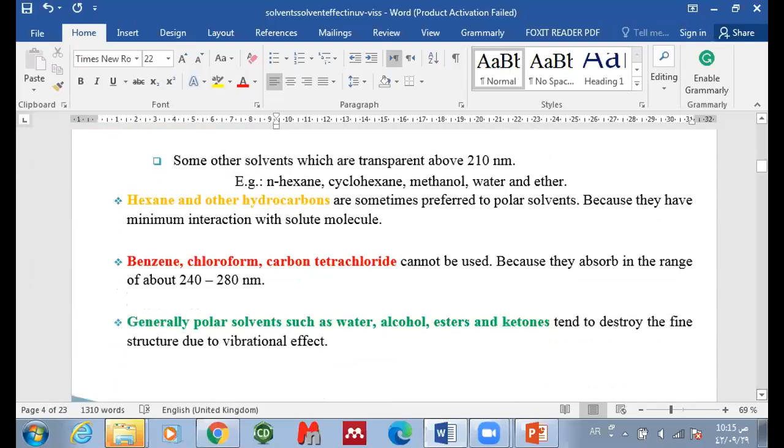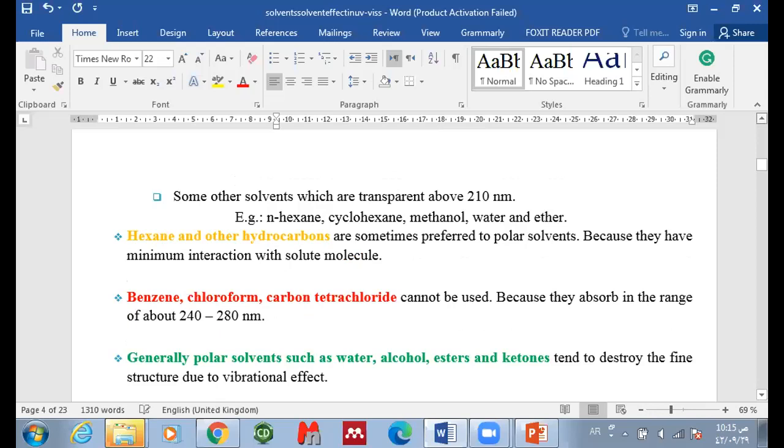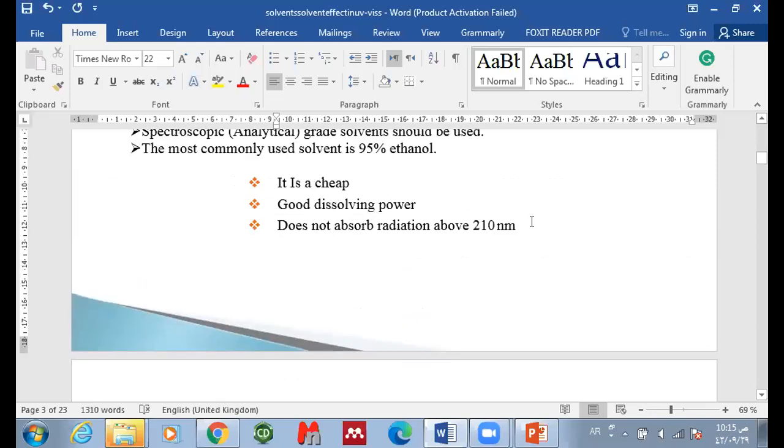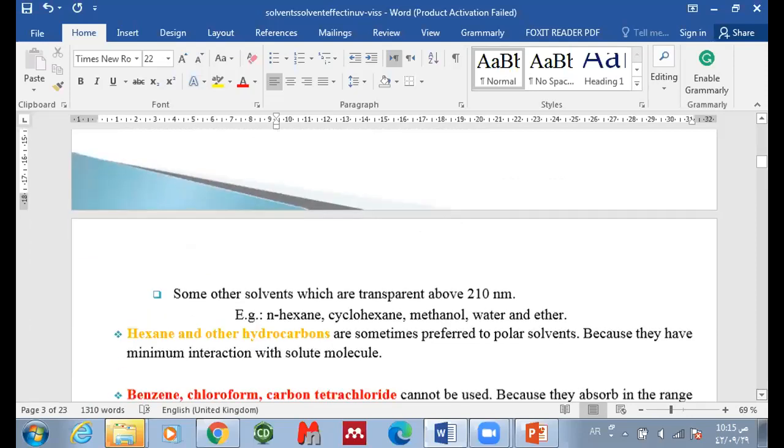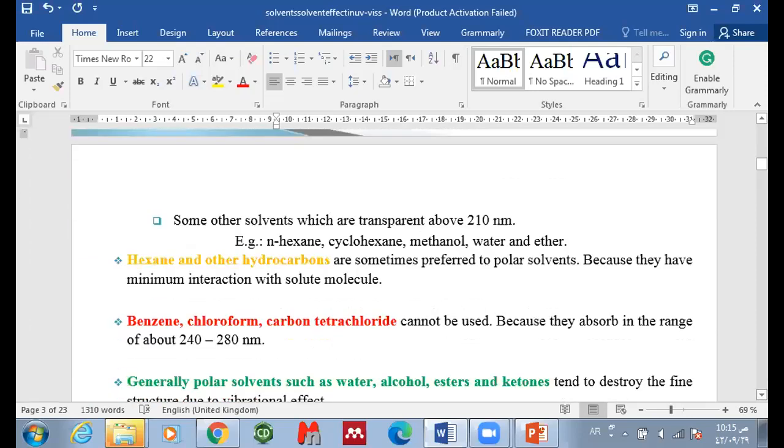So we have some solvents which are transparent above 210. We said ethanol is a good solvent in this region because it doesn't absorb radiation above 210 nanometer. While those solvents, normal hexane, cyclohexane, methanol, water, and ether, they are transparent above 210. So we will get some problem.